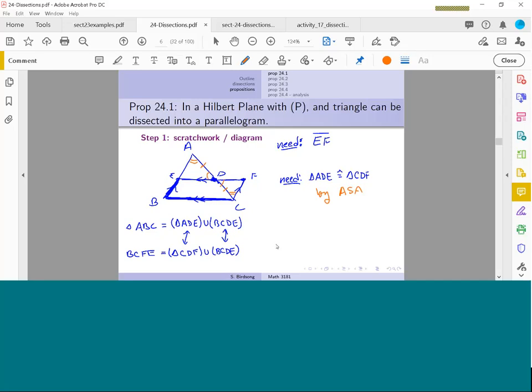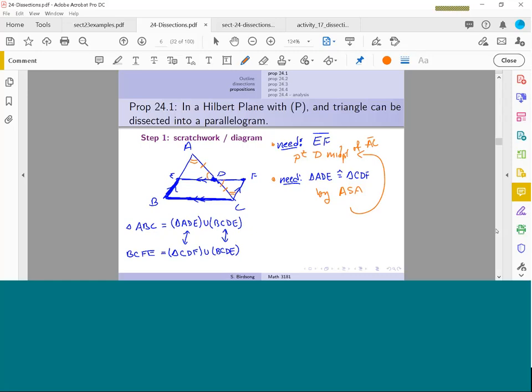So this is the scratch working diagram. It gives you a plan. Notice what it also gives you. This also gives you an idea on how to find your line EF. That line EF right there needs to come from either point E or point D or point F to get its distance away from the line BC. So let's go by point D. Point D here needs to be the midpoint of AC.